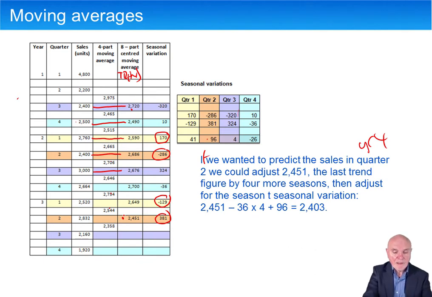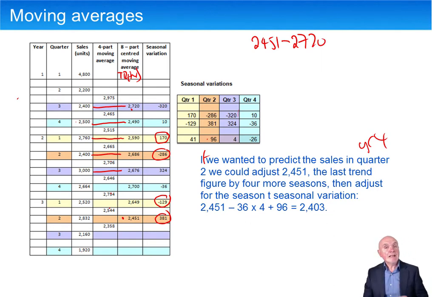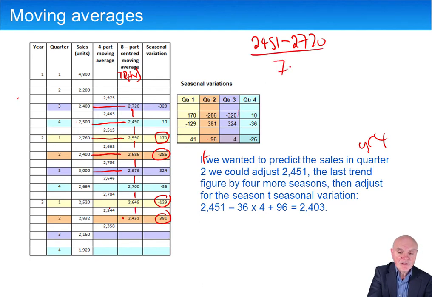So we've made a journey in there of 2451 minus 2720. That's what the trend has increased by. And how many seasons has it gone through to do that? How many little increments are there? Well, there's 1, 2, 3, 4, 5, 6, 7. So there are 7 little jumps, little increments there to get us from 2720 down to 2451. Or as it happens to be here, down. Okay, we're going down in this one here.